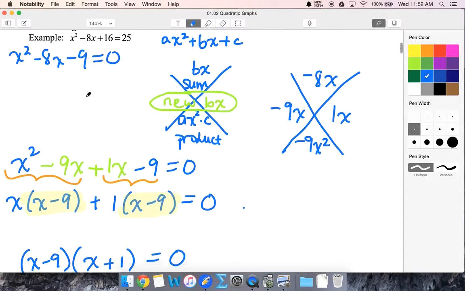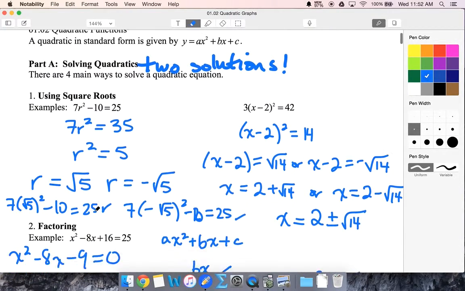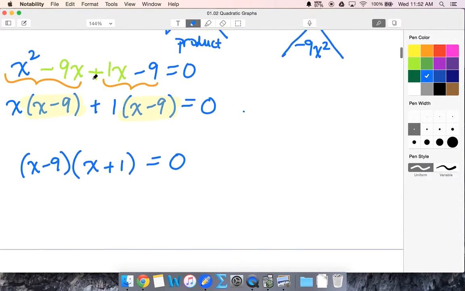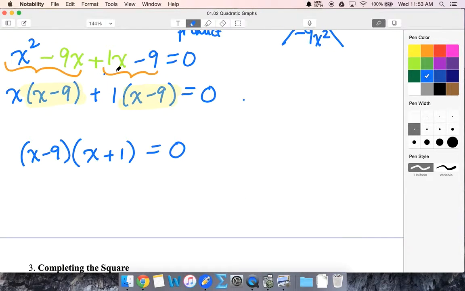Our directions are to solve. So we're solving these quadratics. We're looking for the solutions. Well, now what we've said here is we've got this product. And the product means that this whole quantity multiplied by this whole quantity has to be 0. Well, the only way to multiply two numbers and get an answer of 0 is if one of the factors is 0. So that means that x minus 9 would have to be equal to 0, or x plus 1 would have to be equal to 0.